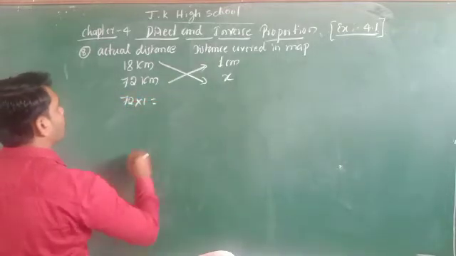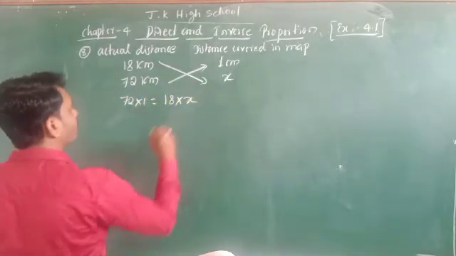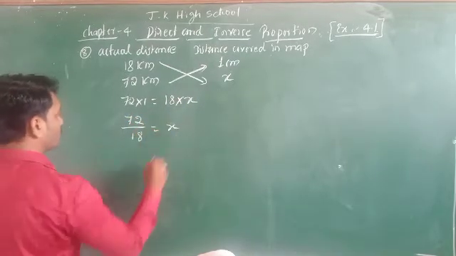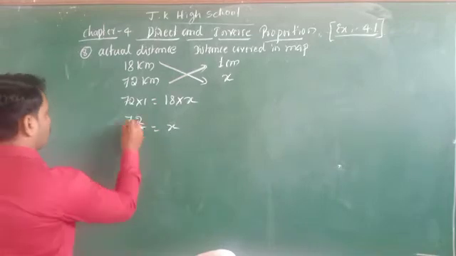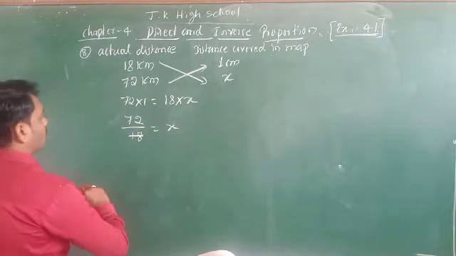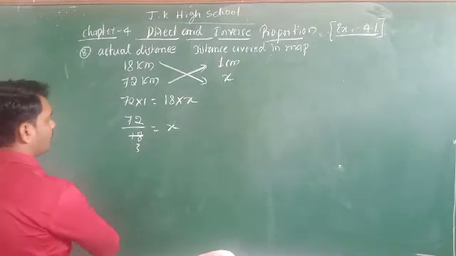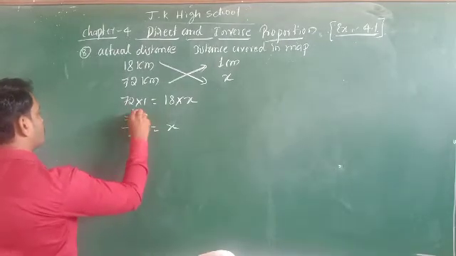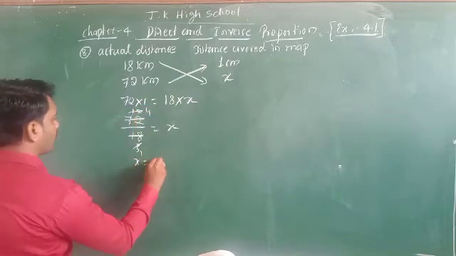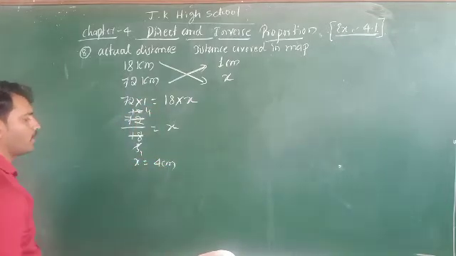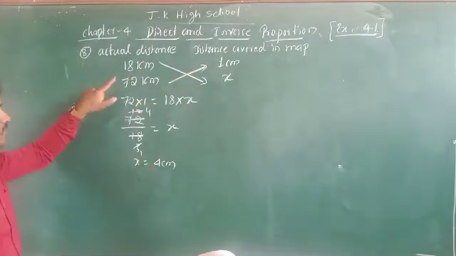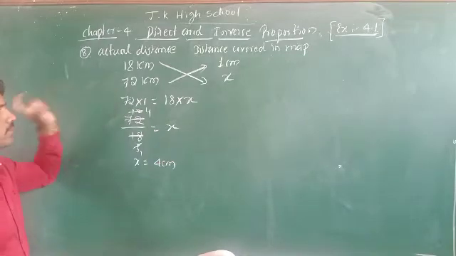Again, do the cross multiplication. 72 into 1 is equal to 18 into x. So 72 divided by 18 is equal to x. 18 sixes are 108... 18 times 4 is 72. So x is equal to 4 centimeter. 1 centimeter is equal to 18 kilometer, which means 4 centimeter is 72 kilometer. Better answer.